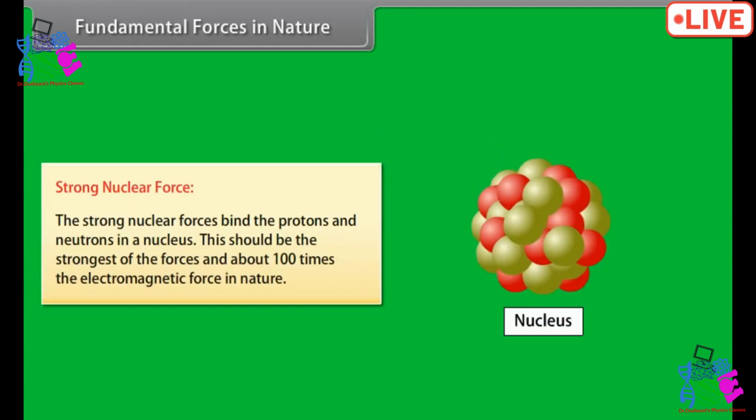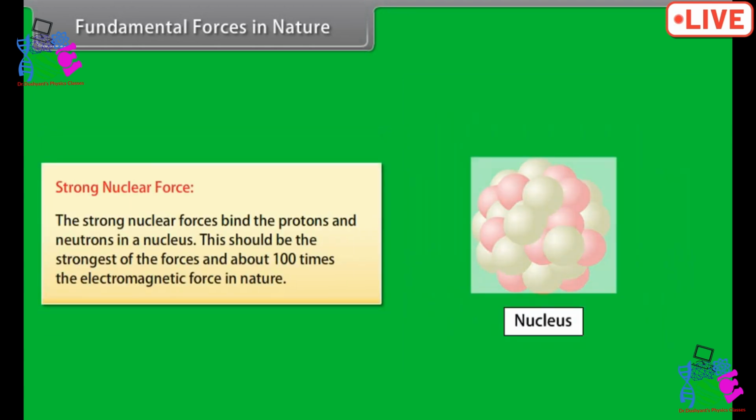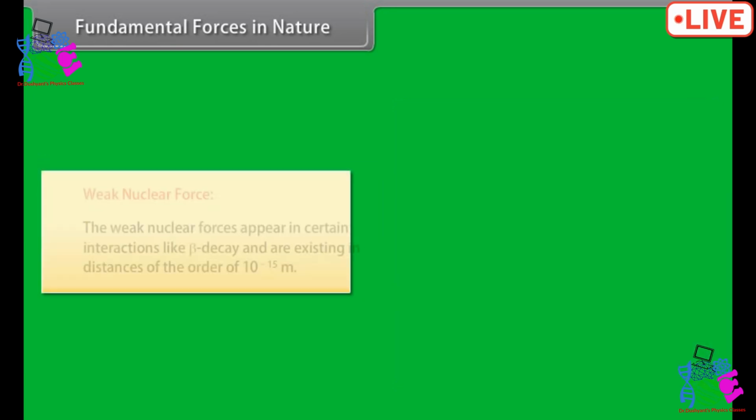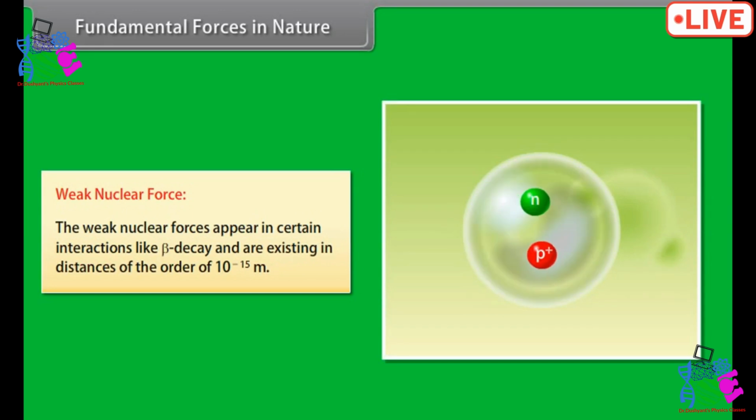The strong nuclear force binds the protons and neutrons in a nucleus. This is the strongest of the forces, about 100 times the electromagnetic force in nature. The weak nuclear forces appear in certain interactions like beta decay and act over distances of the order of 10 raised to the power minus 15 meter.